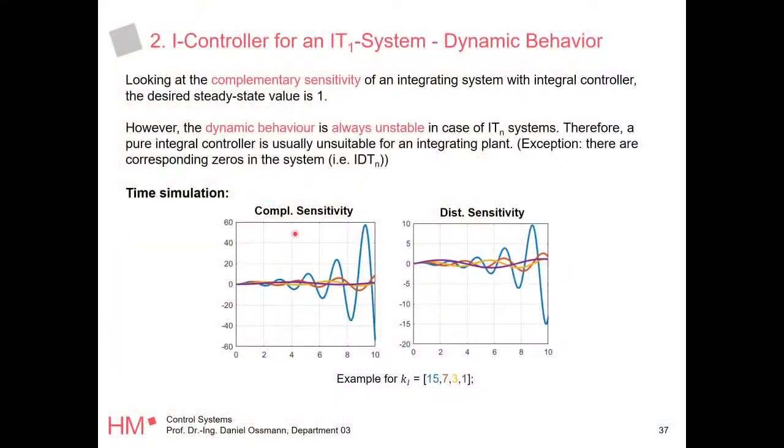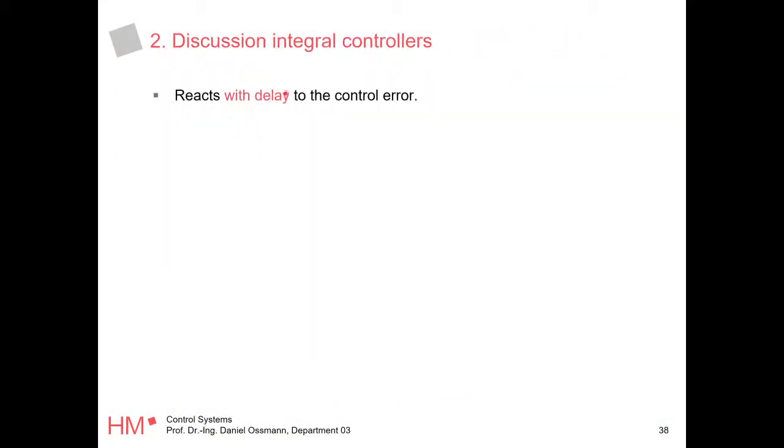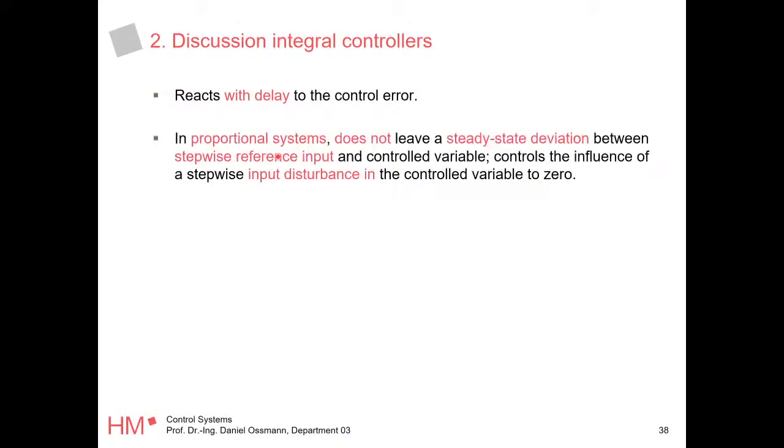Okay. So let's sum up our integral behavior. It reacts with delay to the control error. You can go back to slide number, oh my god, what was the slide number, 29? You see that it needs time to build up the control input, right? And this is actually the drawback of an integrator. The good thing about an integrator in your controller is, for a proportional system, it makes your system steady state accurate. So for stepwise reference input, it controls your system to no error, and it mitigates all input disturbances.